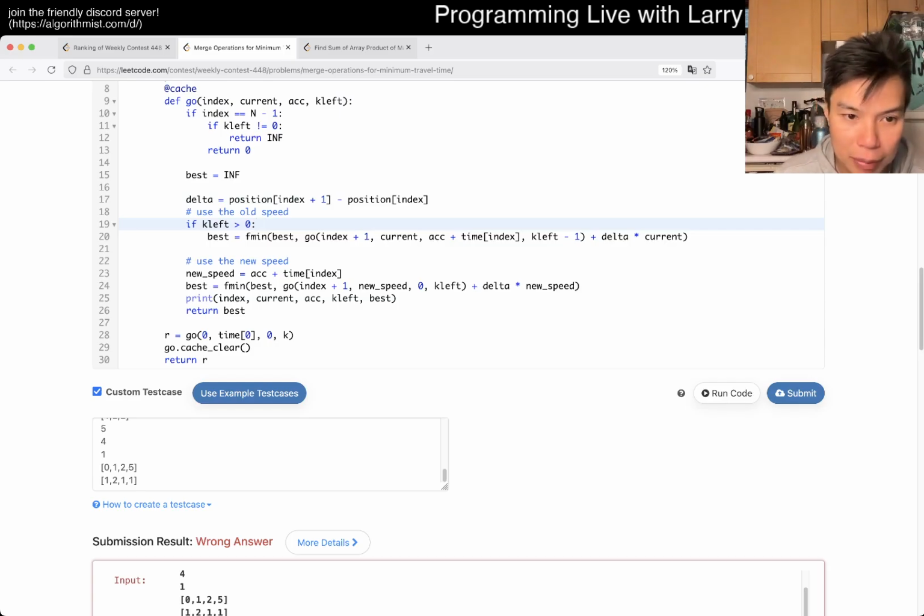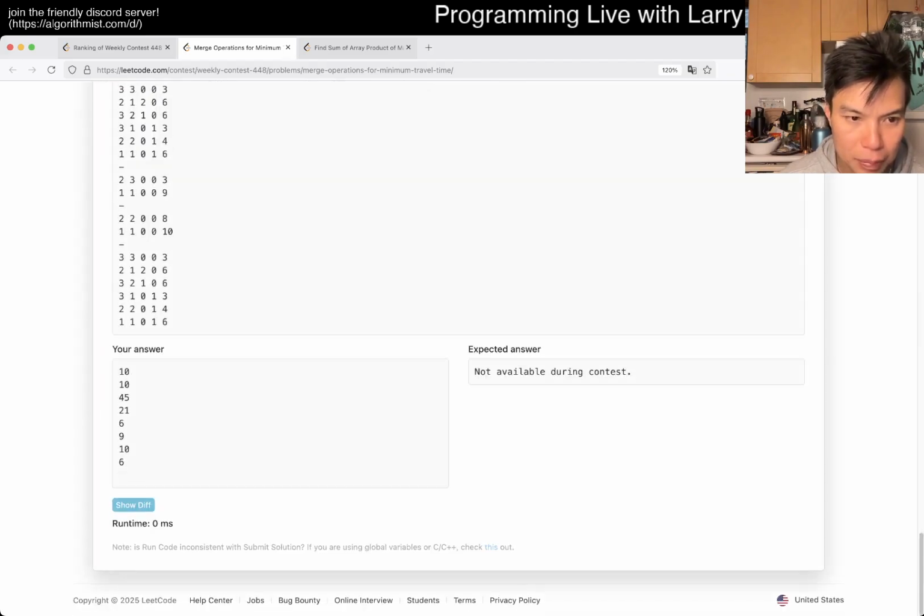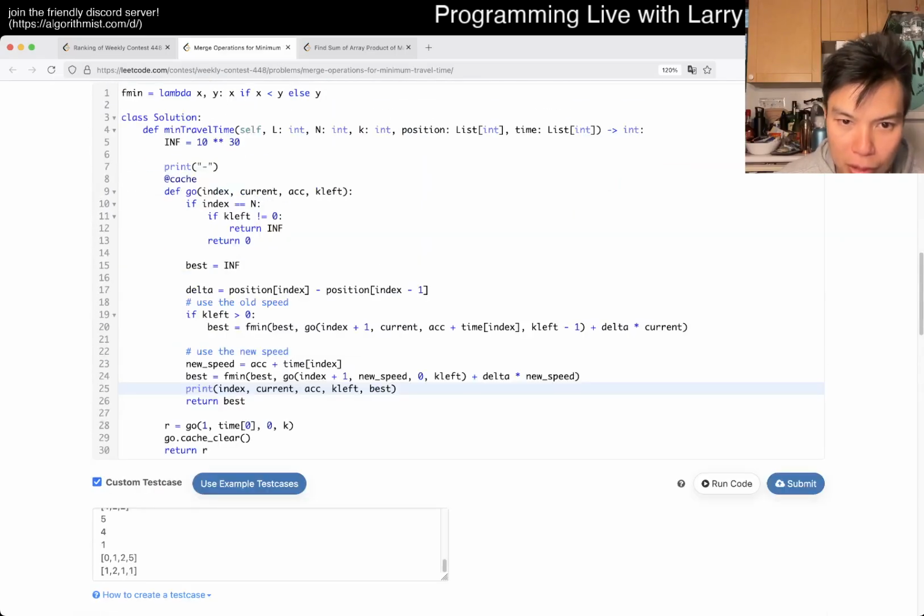Okay, let's actually think about it. Let's do it this way. I think my indexing is fine, it's just not as precise as I want. Use the old speed as current. Does this fix it? Let me just run it real quick. Nope. In fact, it got more things wrong. Well, I don't know. We didn't do it the entire way.